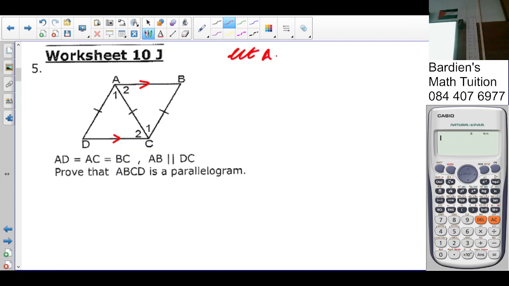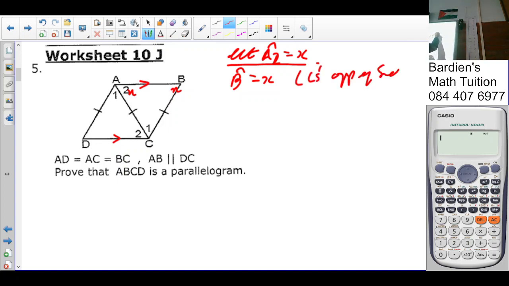Let angle A1 equal x. You'll see now why. If A1 is equal to x, which other angle will be equal to x? Not A1, sorry, A2 is x. Angle B is. Why is angle B x? Yes, angles opposite equal sides. Angles opposite equal sides.